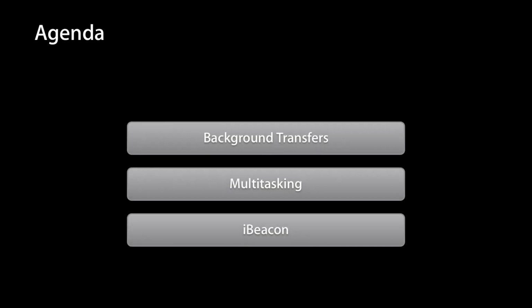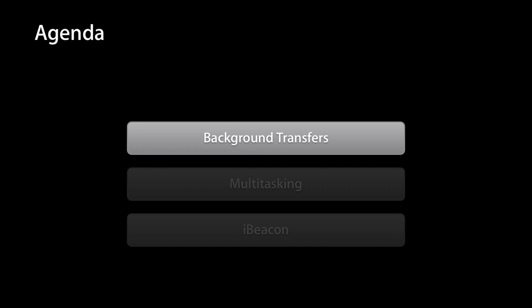So the 3 areas that I want to talk about are, first, background transfers and how you can use that to minimize your install time of your app. Second, I want to talk about multitasking, which John talked a little bit about this morning, and how you can take advantage of new APIs to make your app always be ready for when someone wants to use it. And then lastly, one of our most exciting new technologies is iBeacon. So we'll talk about how you can use that to really enhance the location-aware app that you may be developing. So let's start off with background transfers.